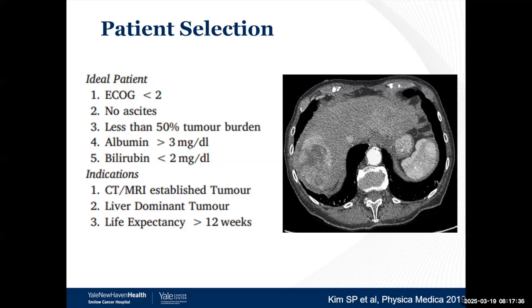So the ECOG score only and solely focuses on symptoms and complaints originating in cancer. There, of course, ascites is important because it is a sign of decompensated liver cirrhosis or decreased liver function. So your ideal patient has no ascites. Ideally, less than 50% tumor burden displacing the liver.